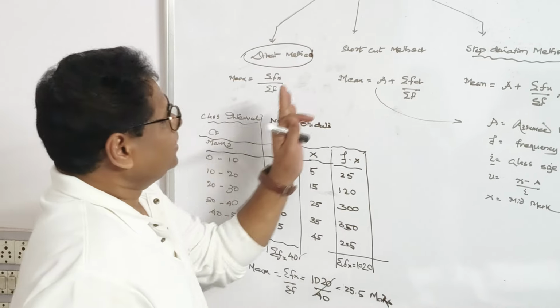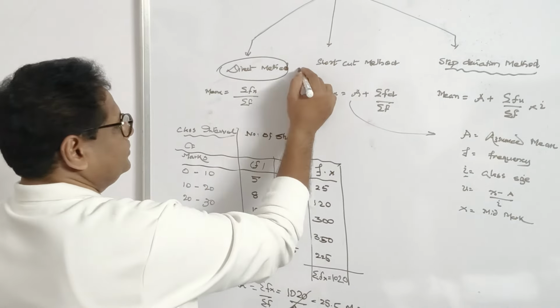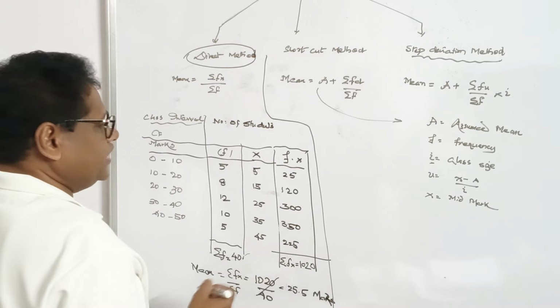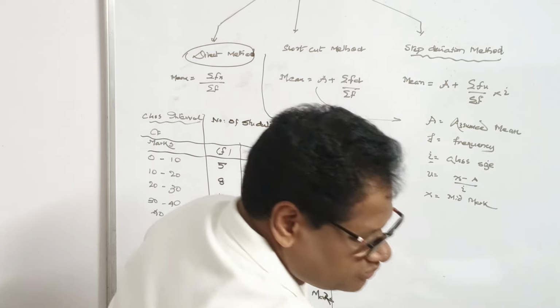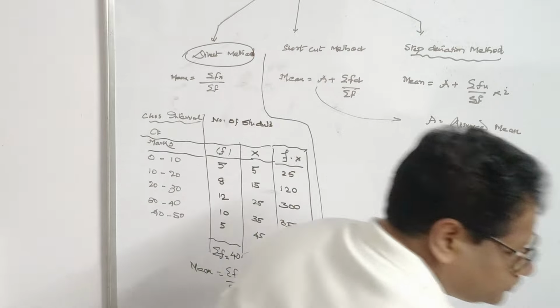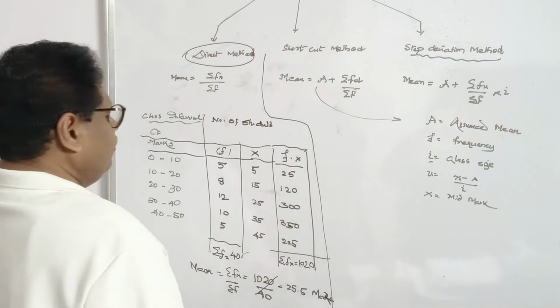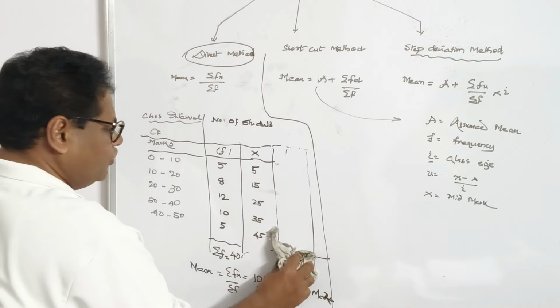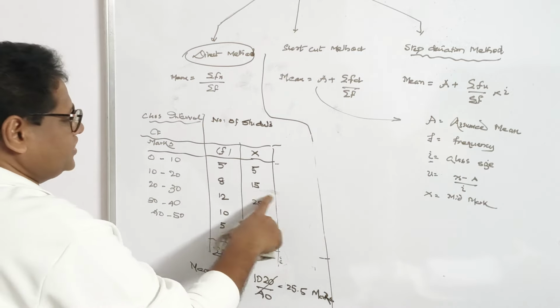Now let us do it by the shortcut method. In the case of the shortcut method, what we are supposed to do is that we are going to add a third column after the first and second.